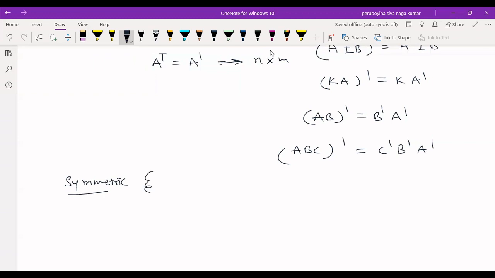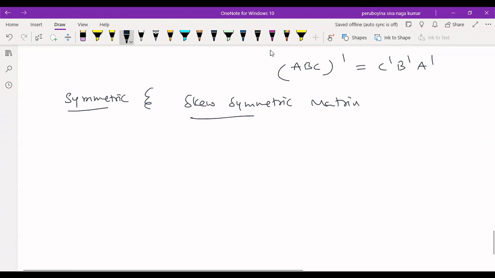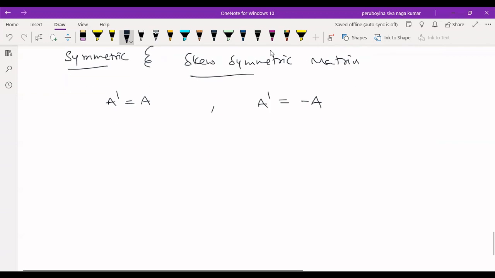And the next concept is symmetric and skew symmetric matrices. A matrix is said to be a symmetric matrix if A dash is equal to A. A matrix is said to be a skew symmetric matrix if A dash is equal to minus A. Okay, that means if rows and columns are changed, then it will be expressed by these properties.